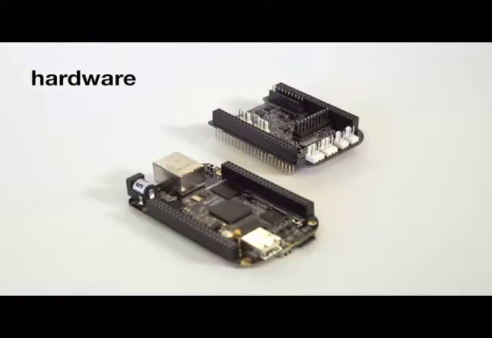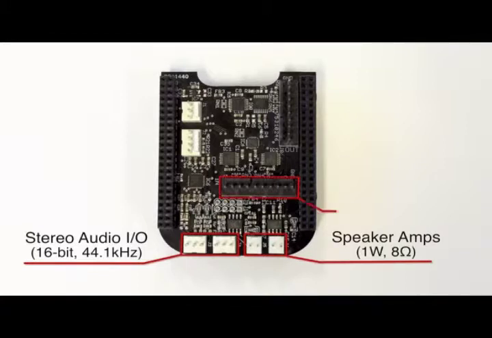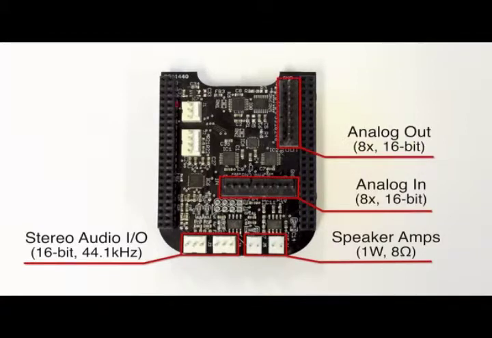Bela runs on the BeagleBone Black with a 1 GHz ARM processor. It gives you stereo audio in and out, including onboard speaker amplifiers. It also gives you 8 high-quality analog ins and outs, and 16 digital IOs.